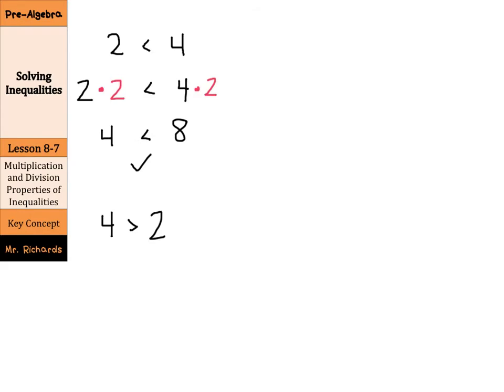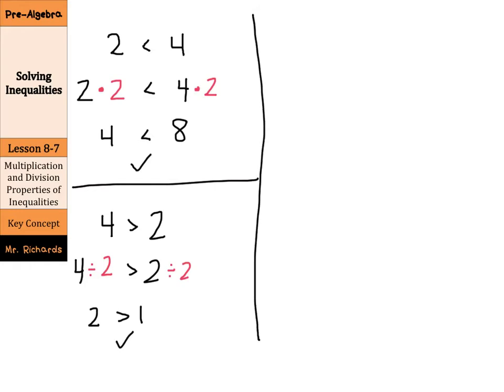What if I have 4 is greater than 2, and I decide to divide both of these by, pick a number here, 2? We have 2 is greater than 1, and that still is true. So when I'm multiplying or dividing by positive numbers, I still get true inequalities.